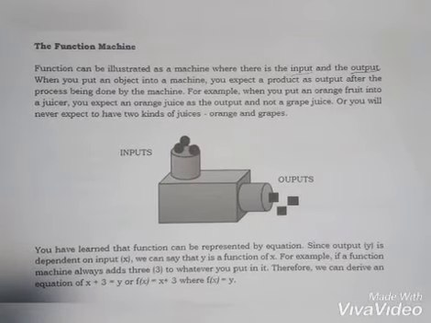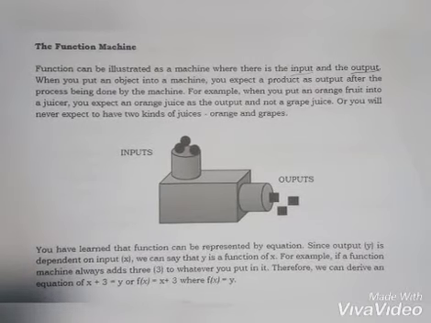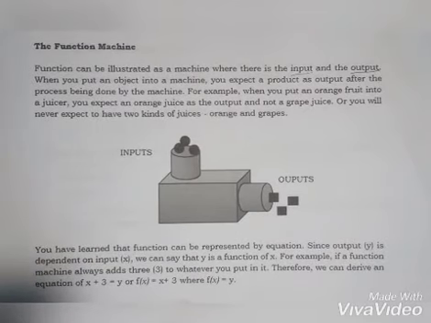A function can be illustrated as a machine where there is an input and there is an output. So when you say function machine, when you put an object into a machine, you expect a product as output after the process is done by the machine. For example, we have an orange fruit put into a juicer. So you expect orange juice as the output and not grape juice.